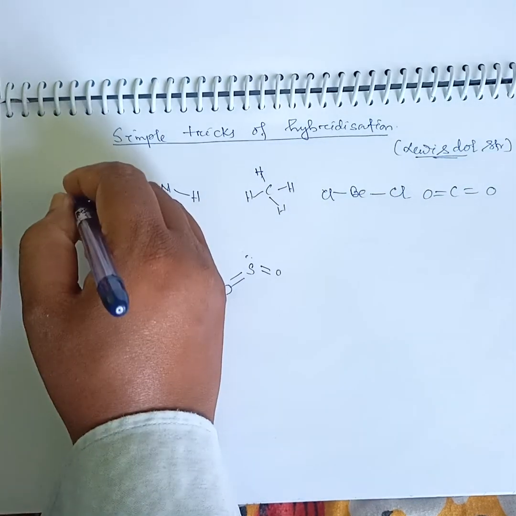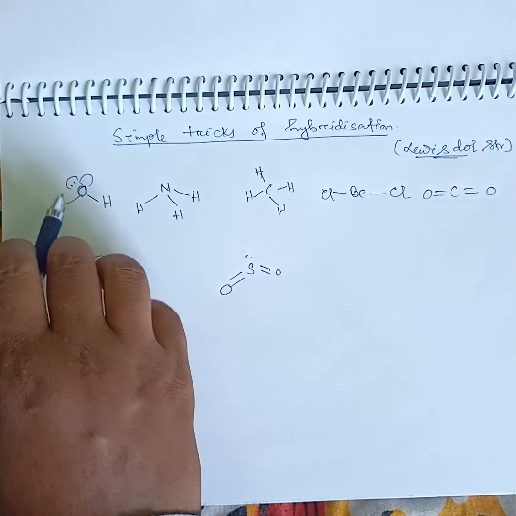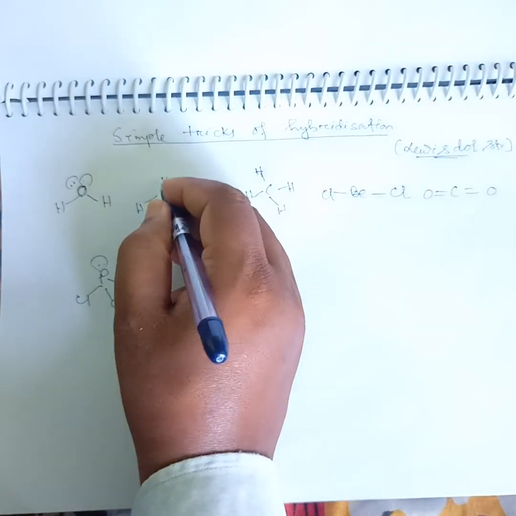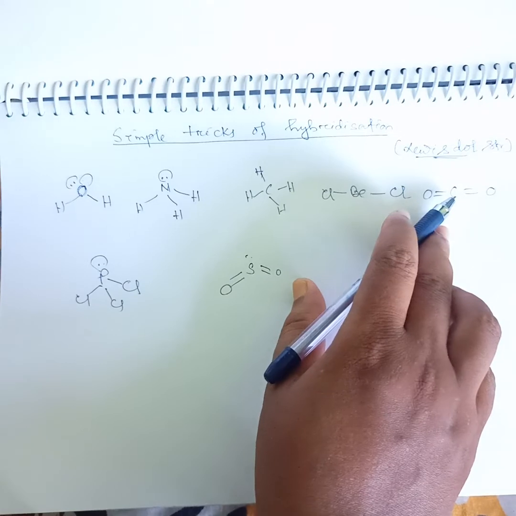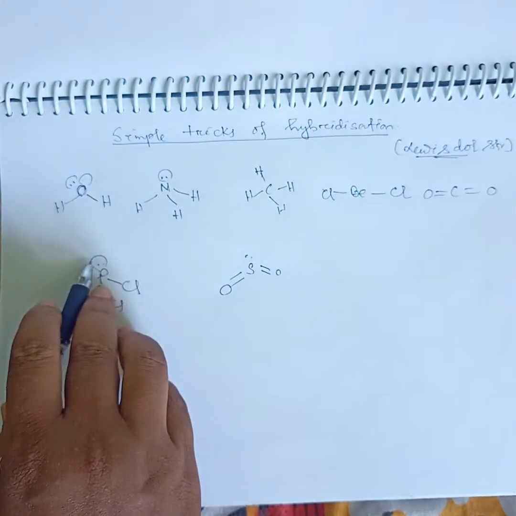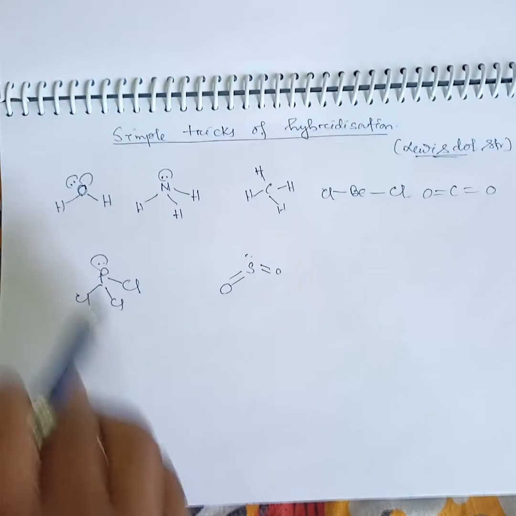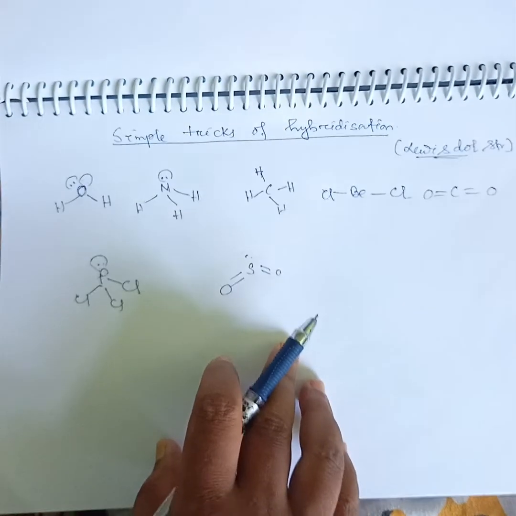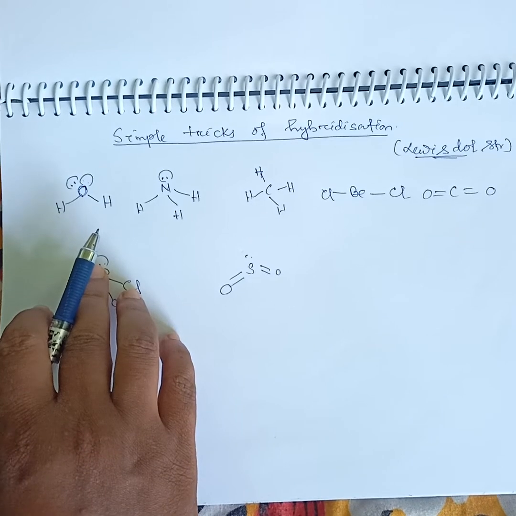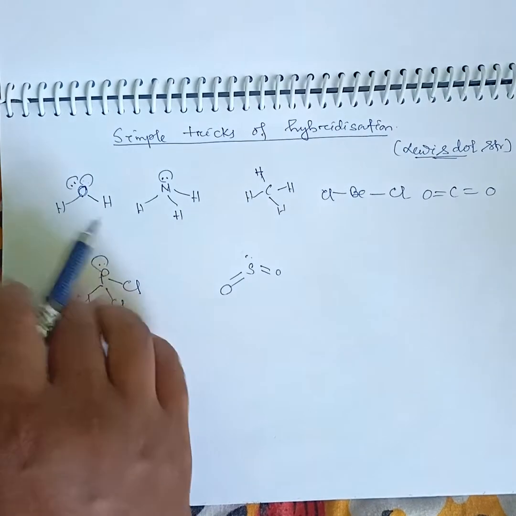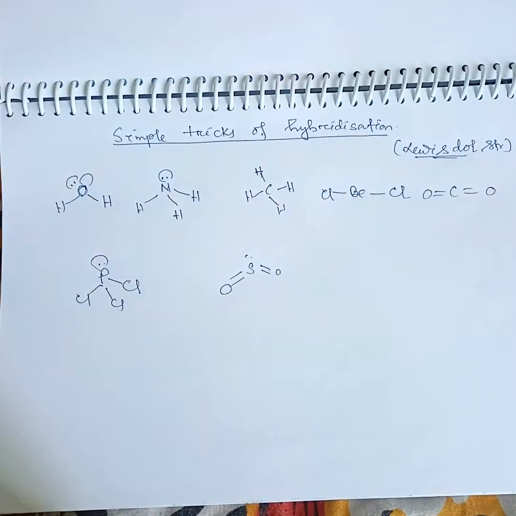Now we assign the lone pairs also. In the water molecule, 2 lone pairs. In ammonia, 1 lone pair. In methane, no lone pair. In beryllium chloride, no lone pair. Here 1 lone pair, and here 1 lone pair. You need not worry about this assignment of lone pairs; it is all about the Lewis dot structures. Now we have completed the assignment of lone pairs and bond pairs.